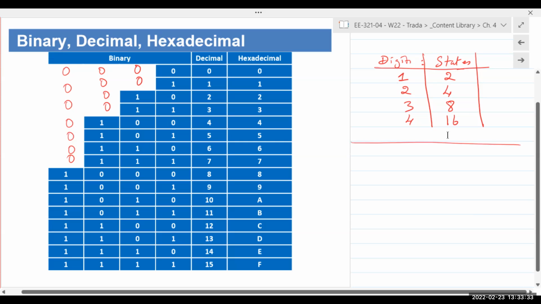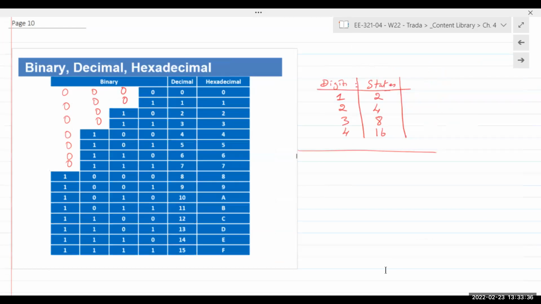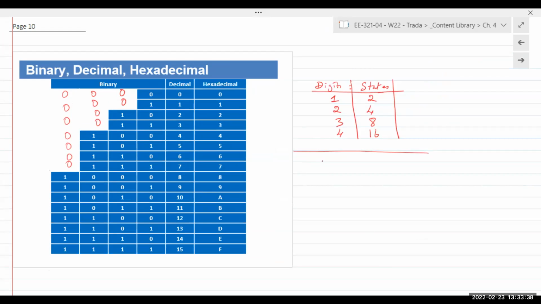So in hexadecimal, 1 digit of hex code requires 4 binary bits. So 8 bits, which is 1 byte, requires 2 hex digits. Okay, so 1 byte requires 2 hex digits.